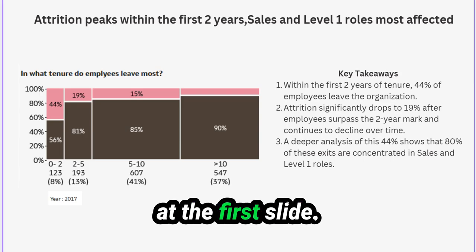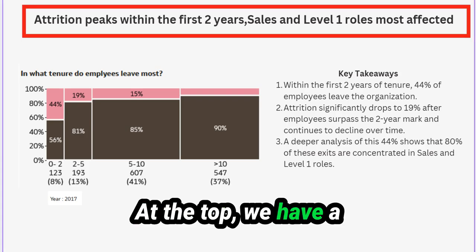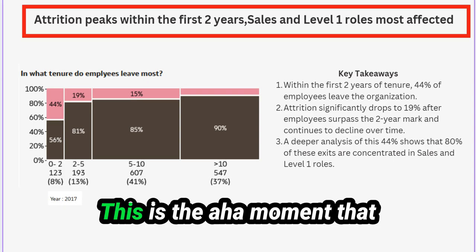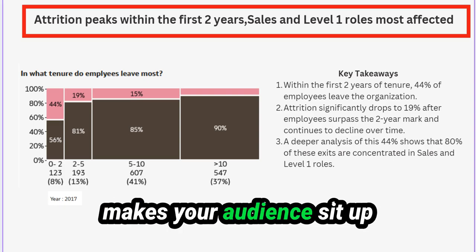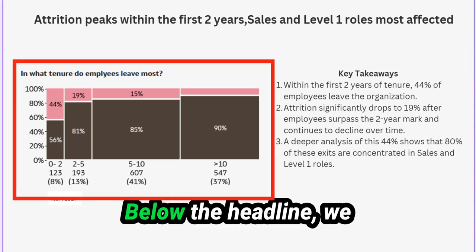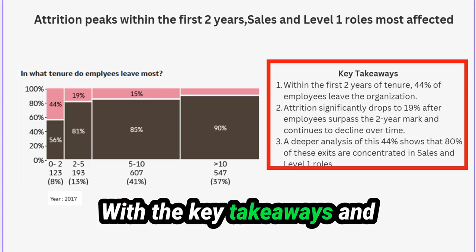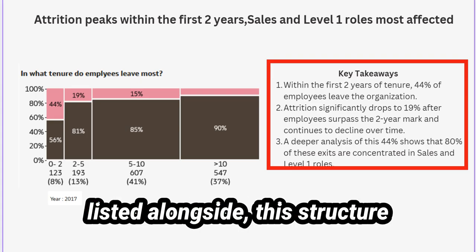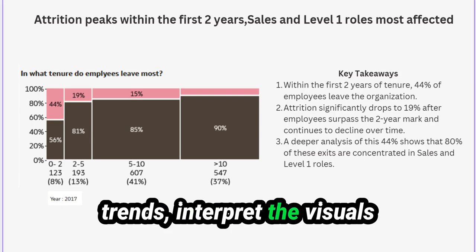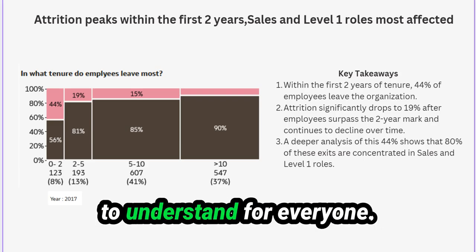Let's take a look at the first slide. Here's the framework. At the top, we have a headline or a summary which serves as the key takeaway. This is the aha moment that makes your audience sit up and say, "Wow, I get it now." Below the headline, we have visuals and graphs with the key takeaways listed alongside. This structure allows us to highlight key trends, interpret the visuals, and summarize takeaways in a way that is clear and easy to understand for everyone.